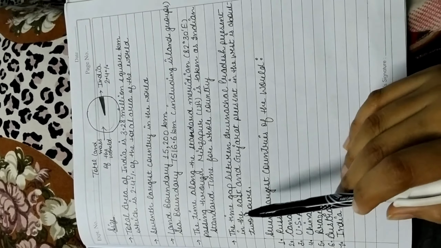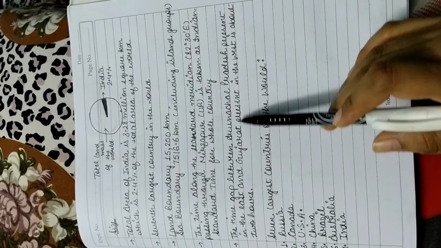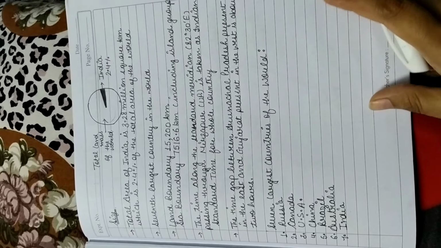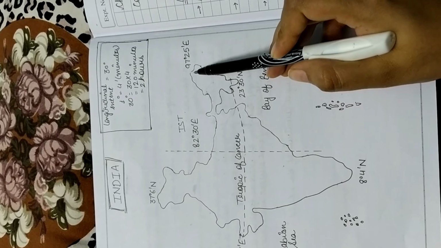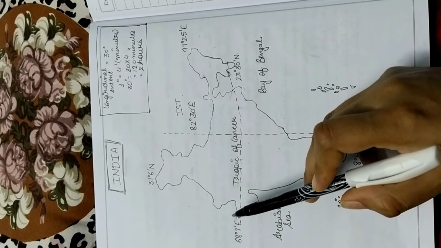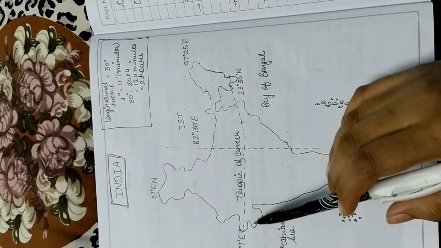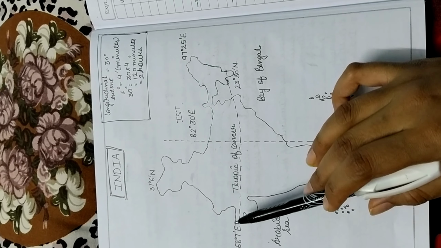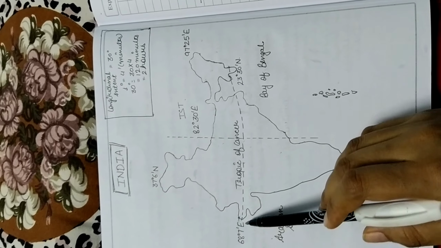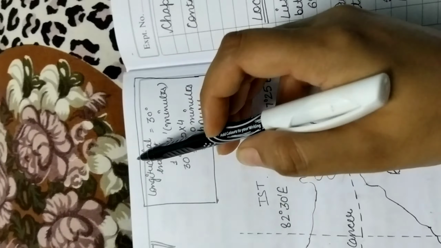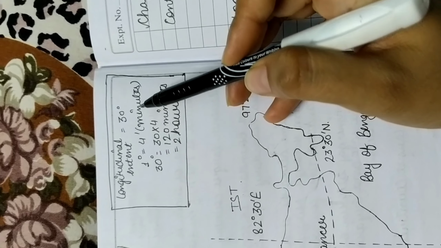The next point is that the time gap between Arunachal Pradesh in the east and Gujarat in the west is about 2 hours. Now what does it mean? It means that the sun rises 2 hours earlier in Arunachal Pradesh as compared to Gujarat in the west, right? As you can see, the longitudinal extent, or the difference between the longitudes, is roughly about 30 degrees, whereas 1 degree is equivalent to 4 minutes.